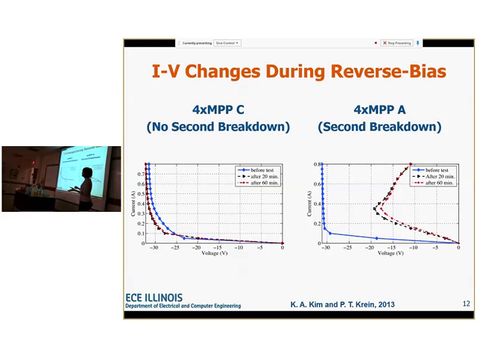So what's happening between these two is something called second breakdown. In this one, we're actually putting 4 times the maximum power point through it. And we're seeing a little bit of changes through the heating, but it's pretty good. It's not breaking down. It's doing fine. It's doing what we would want it to do. It's taking all the power and not damaging the cell.